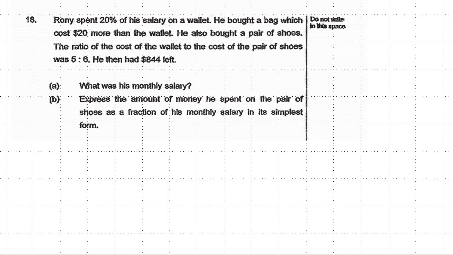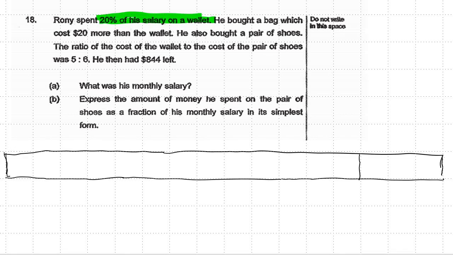First, we see that he spent 20% of his salary on a wallet. There's too much information, so I just draw something very big here. He spent 20% of his salary on a wallet, so I will just draw it as 20% of his money on a wallet.